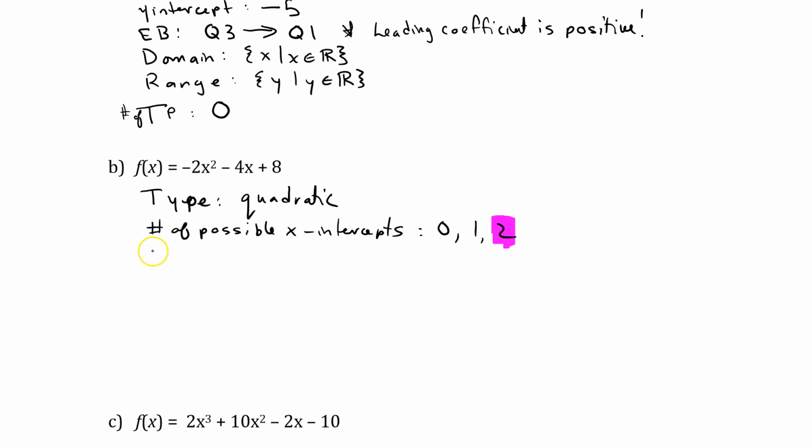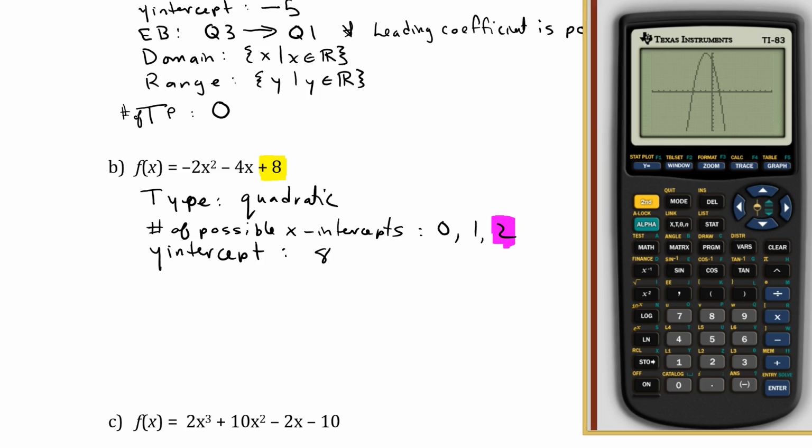The y-intercept, remember, is always going to be given by our constant term. So the y-intercept is at positive 8, but let's just double check here. I'm going to go second trace and find the value at x equals 0. And look at that. When x equals 0, y equals 8. So we're good.